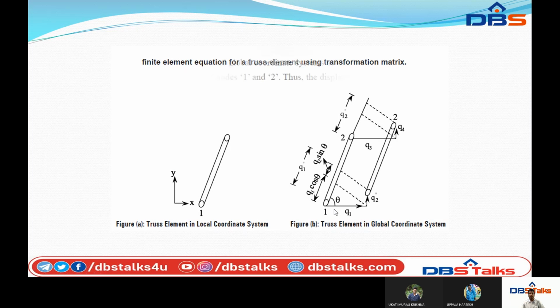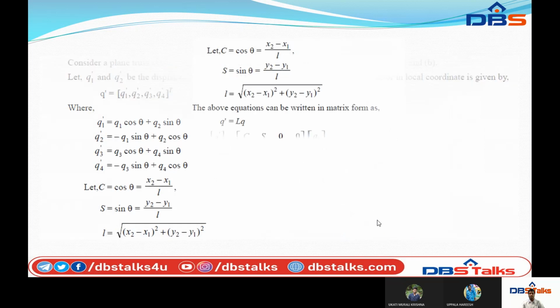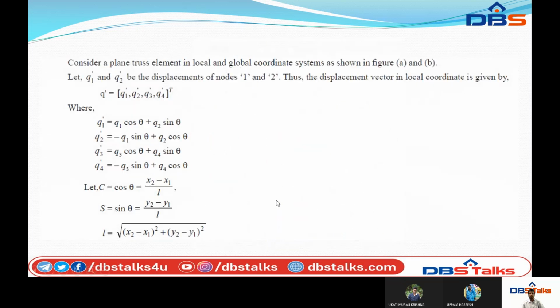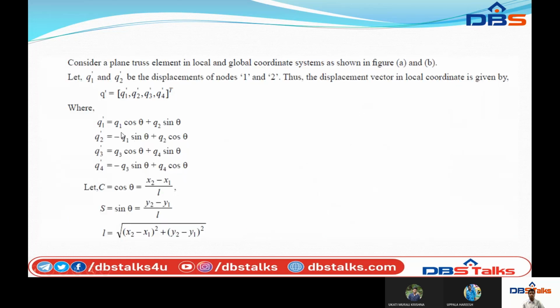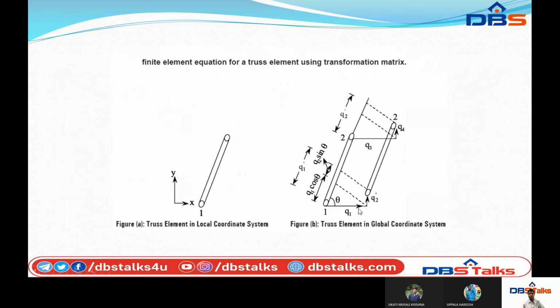First of all, I am taking Q1 dash. Q1 dash equals Q1 cos theta plus Q2 sin theta. Why? Because of the traveling path, the distances are Q1 cos theta plus Q2 sin theta, in the direction of passing.